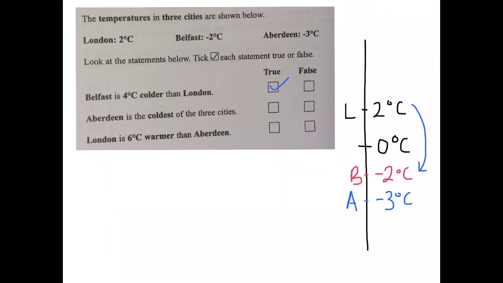Next question. Aberdeen is the coldest of the 3 cities. Well, looking at your thermometer, you can quite clearly see it is the coldest, so it's true. And third statement, London is 6 degrees Celsius warmer than Aberdeen. So if I'm going from -3 up to 2, well, I go from -3 up to 0, it is 3, and 0 up to 2, it is 2. So the difference is 5. It is not 6, it is 5. So that statement is false.